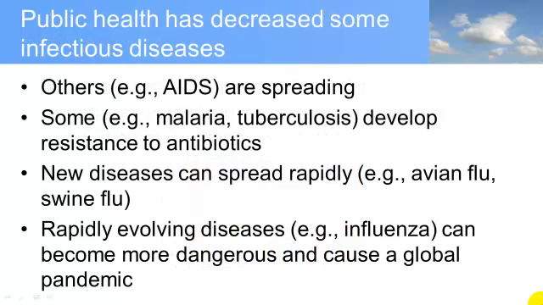Public health has decreased the prevalence of many infectious diseases. Many, though, including AIDS, are still spreading, particularly in some of the poorest countries of the world. Some, like malaria and tuberculosis, are even developing resistance to antibiotics. Some diseases can spread rapidly, like flu viruses, avian flu, swine flu. These are different strains of the flu.